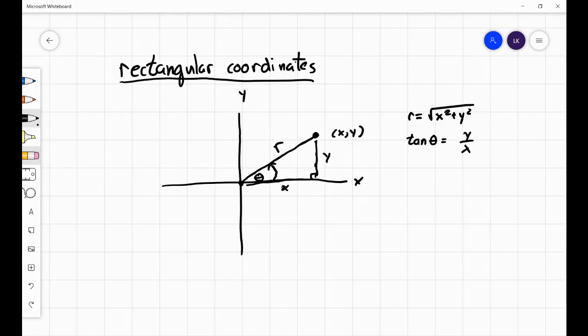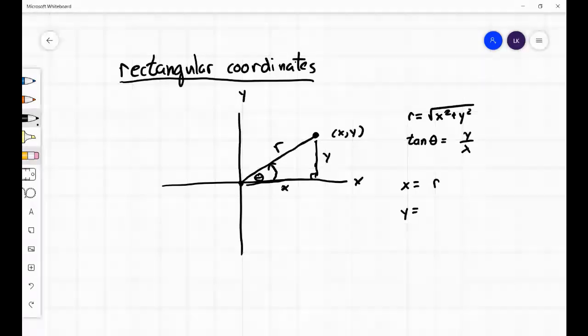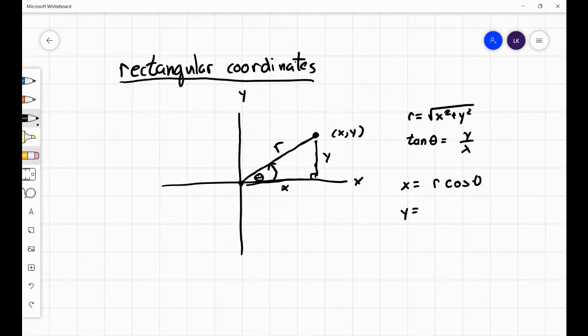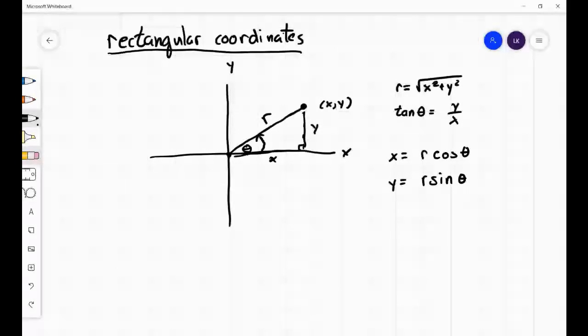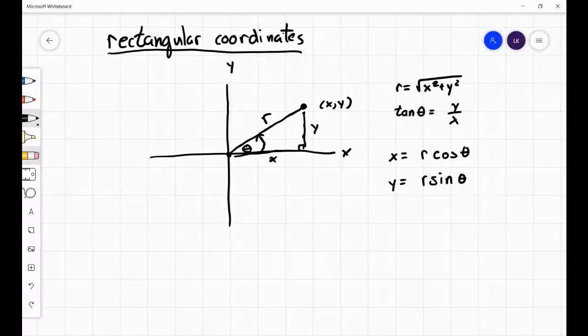Okay, so this allows you to relate x and y to r and theta, if you will. But you might want to go the other direction. So maybe you want to define x and y in terms of r and theta. We all know that x is r times cosine theta, and y is r sine theta. And here we're going to say r is positive and non-negative, as it's a distance.